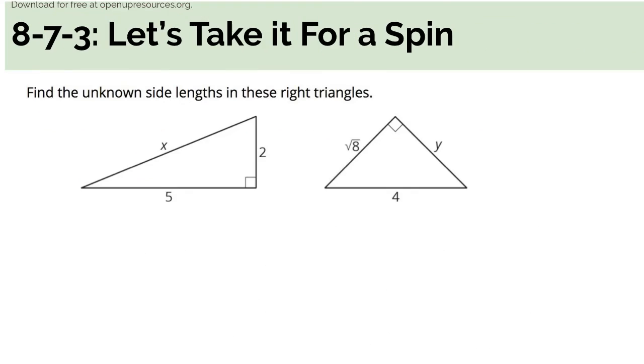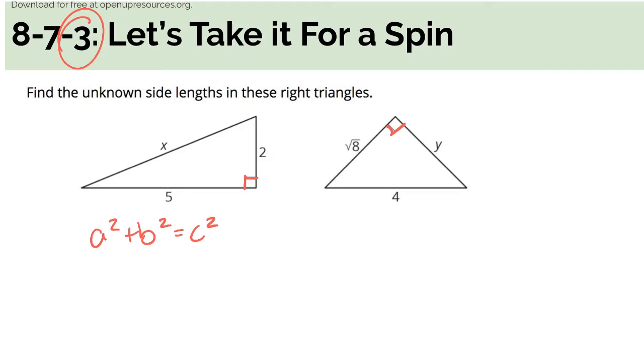Here we go. If you'll notice, we have skipped ahead to activity 3, and we're going to find the unknown side lengths in these right triangles. We'll do the one on the left first. Again, always start out by writing down the Pythagorean theorem: a squared plus b squared equals c squared. Remember that it only works for right triangles, but both of these are, so we're good to go.